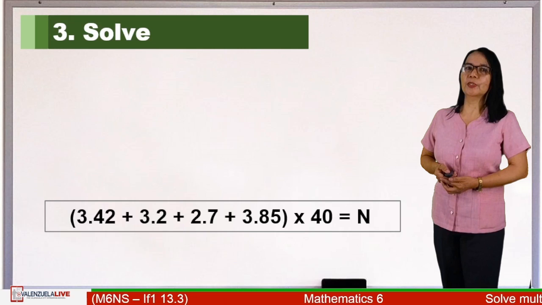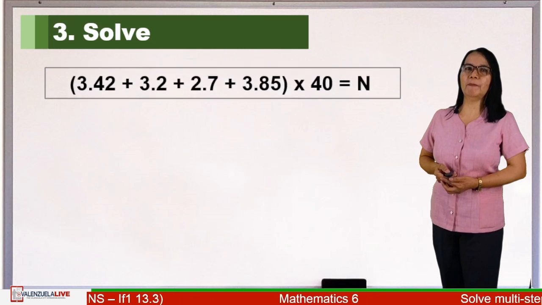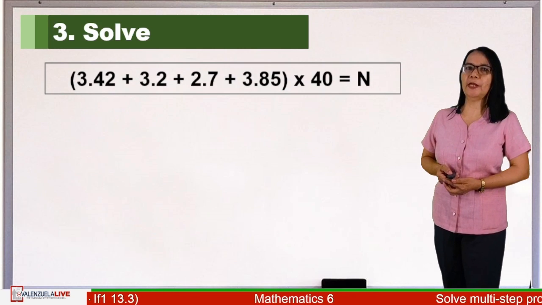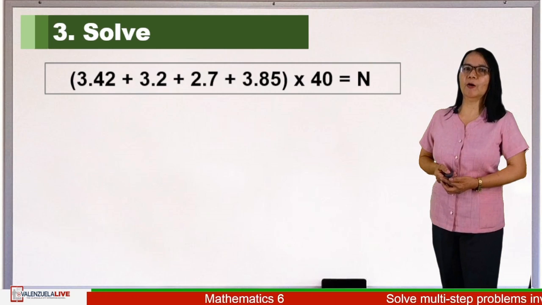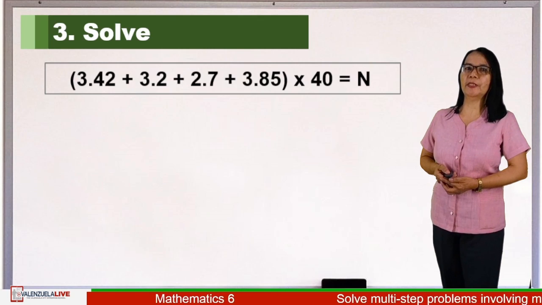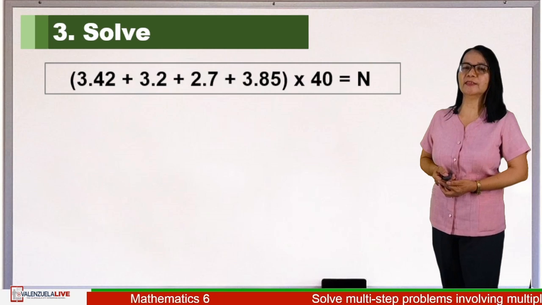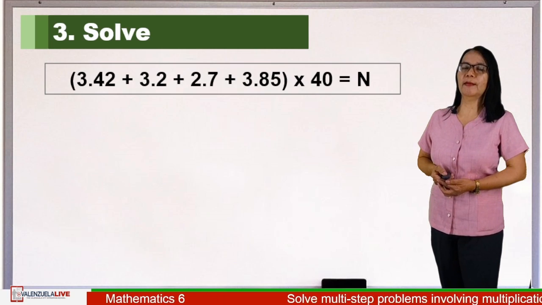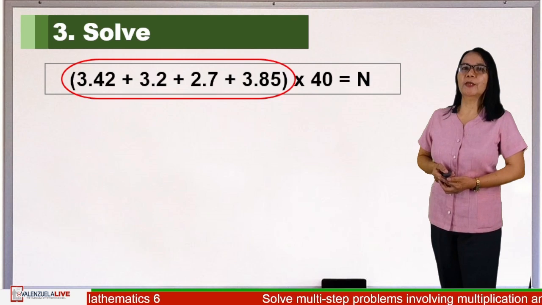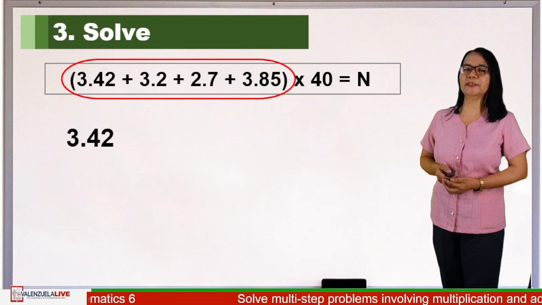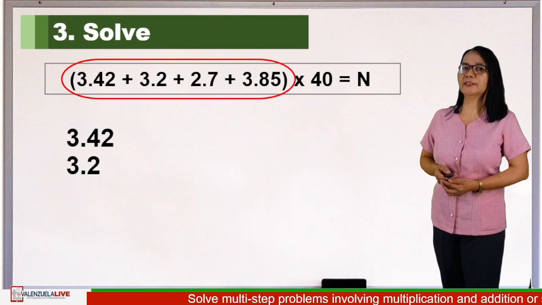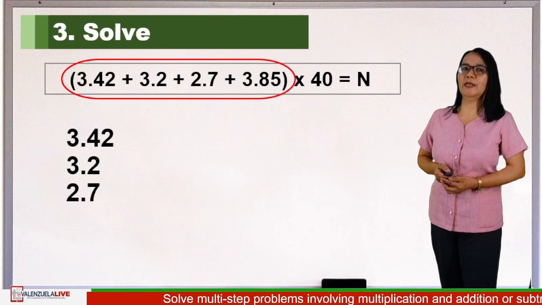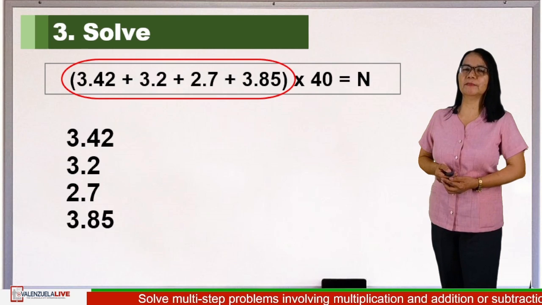Third step, solve. You are going to carry out the plan. Use the appropriate strategies and operations. You must solve it in the correct order of operations. Start performing the operation inside the parenthesis, which is addition. Add numbers 3 and 42/100 plus 3 and 2/10 plus 2 and 7/10 plus 3 and 85/100.